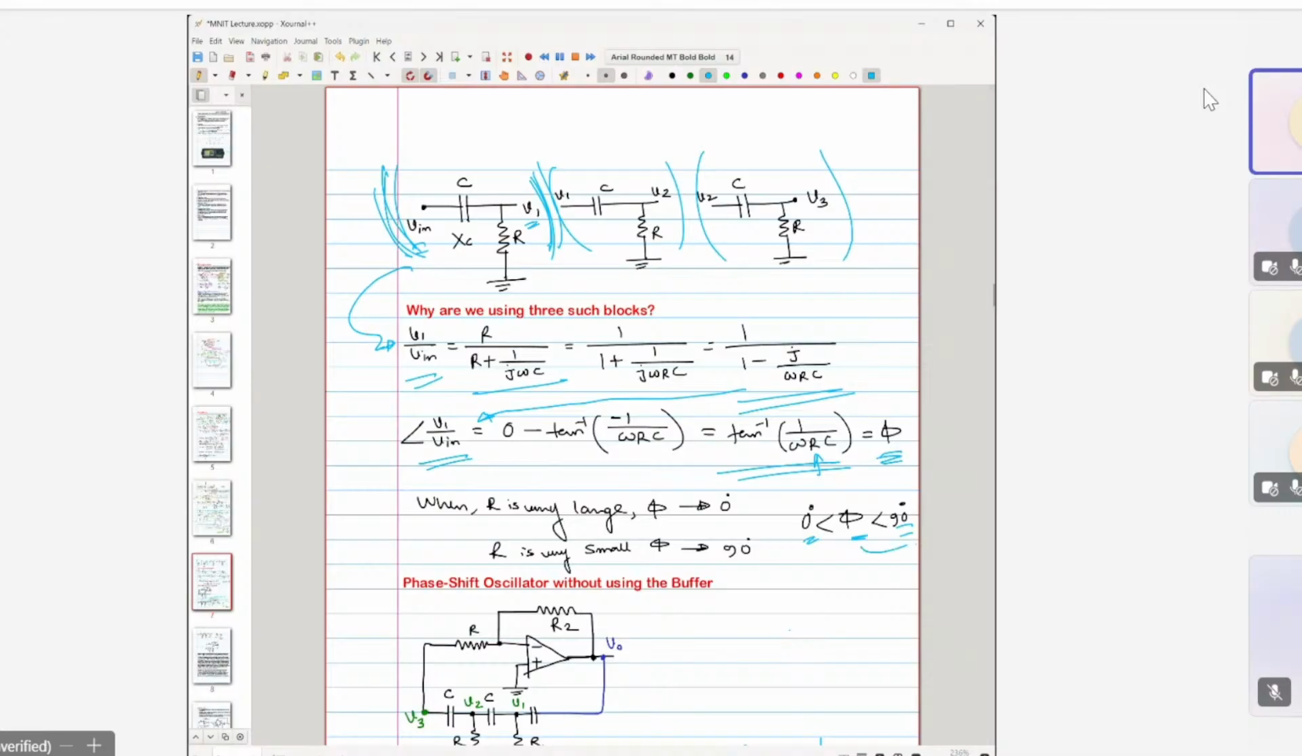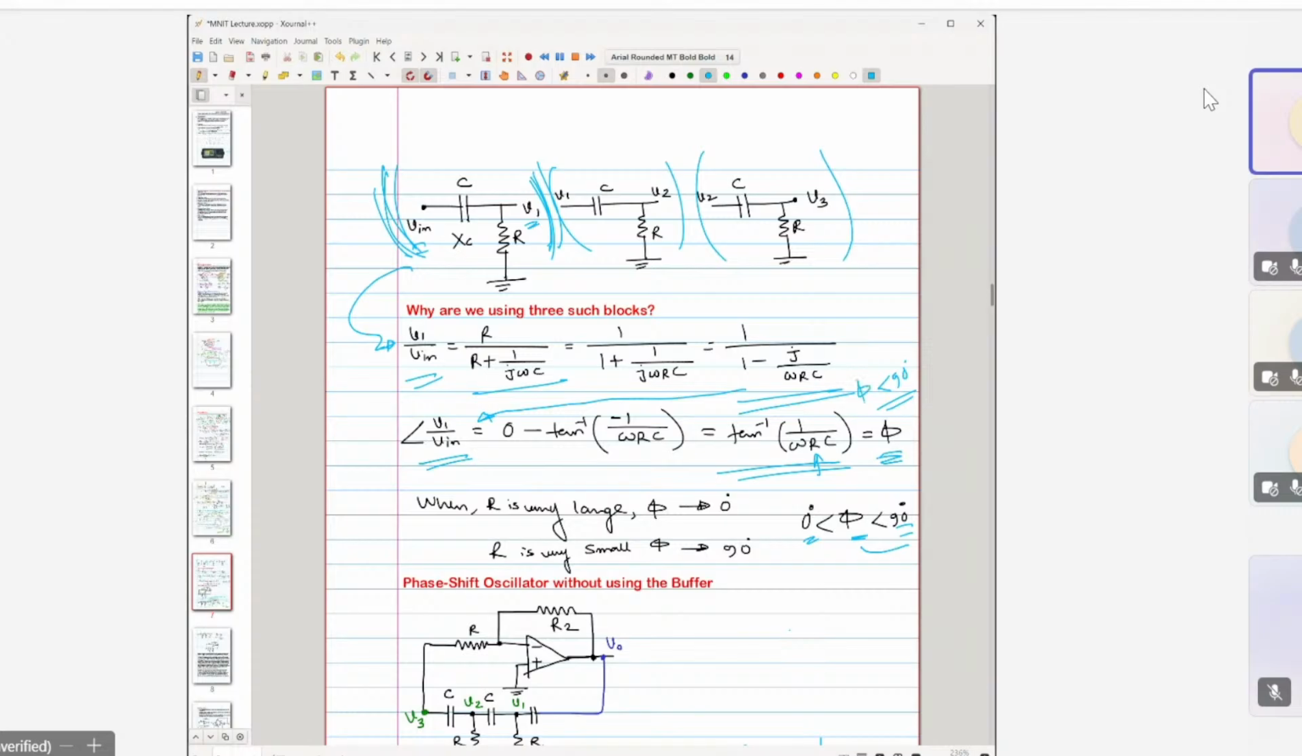But can it really reach 90 degree? No, because in that case R would be negligible. That is not practically possible, right? So always this phi would be less than 90 degree. Right? Phi is always less than 90 degree.